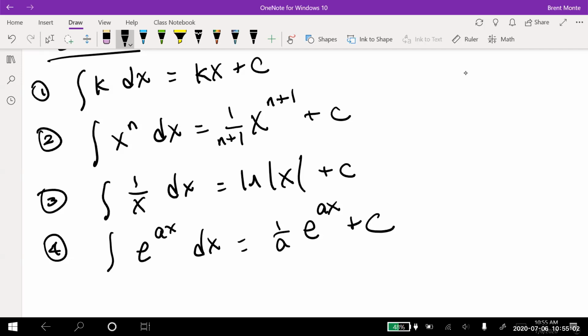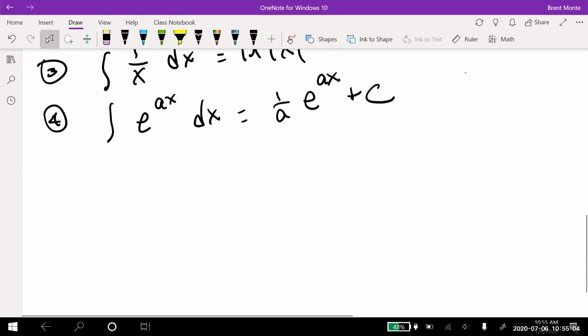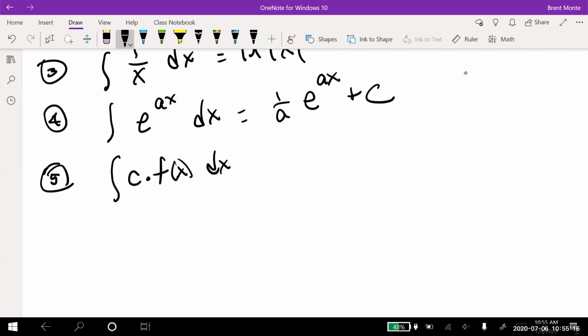There are another 2 properties I'm just going to put with these shortcuts so that we keep everything together. And one is just if I'm integrating a constant times a function with respect to x, I can just pull out the constant. Just like the same constant multiple rule that we use with derivatives. We can just take it out and just multiply the constant after we take the integral.